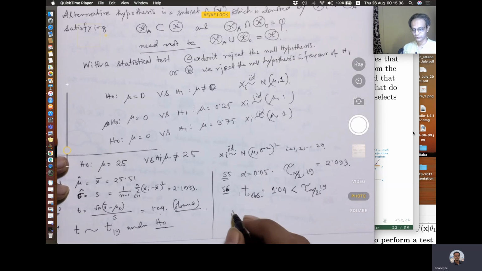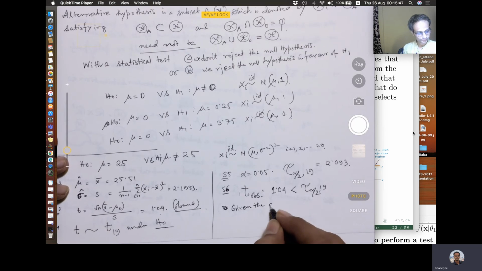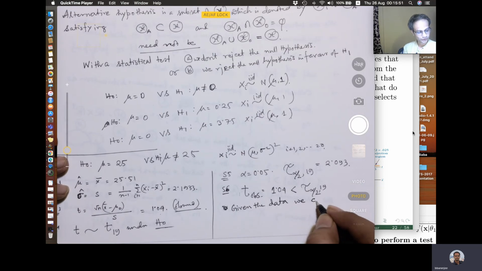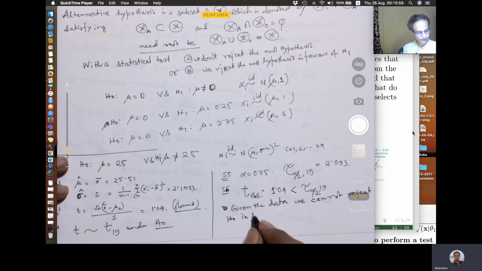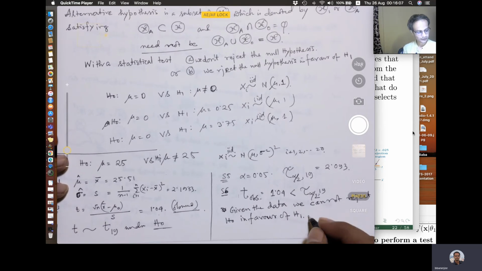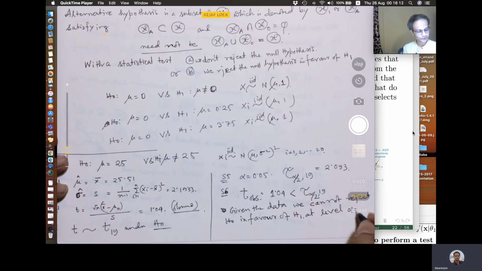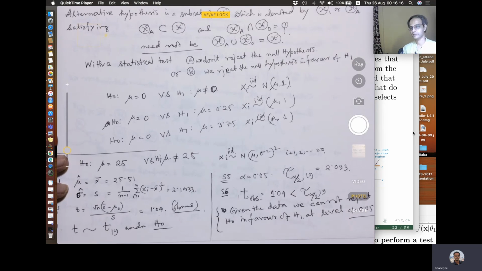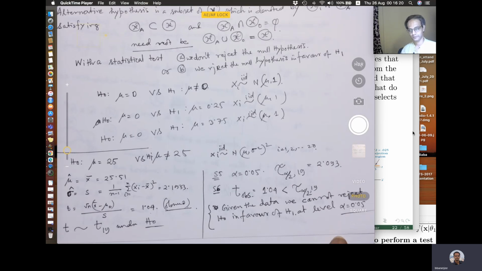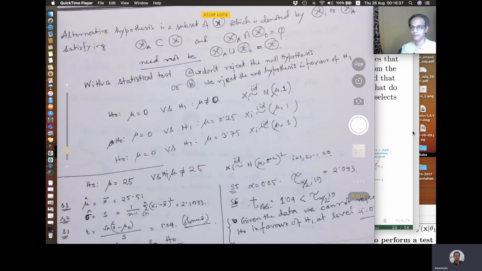Hence we give this statement: given the data, we cannot reject H naught in favor of H1 at level alpha equals 0.05. This is the correct statement to give after any testing procedure. Either we write that we cannot reject H0, or we reject H0 at this level. This is the right way to write down any testing conclusion.